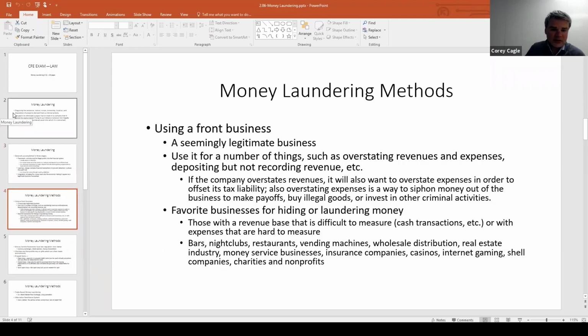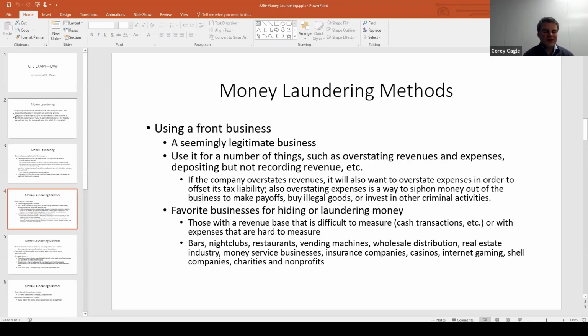Methods. And this you see in all the movies. They got a front business. It's seemingly a legitimate business, but they're using it for maybe a lot of different things. They're cooking the books of this business with the purpose of putting money back out there, right? So they might be overstating their revenues or something like that.